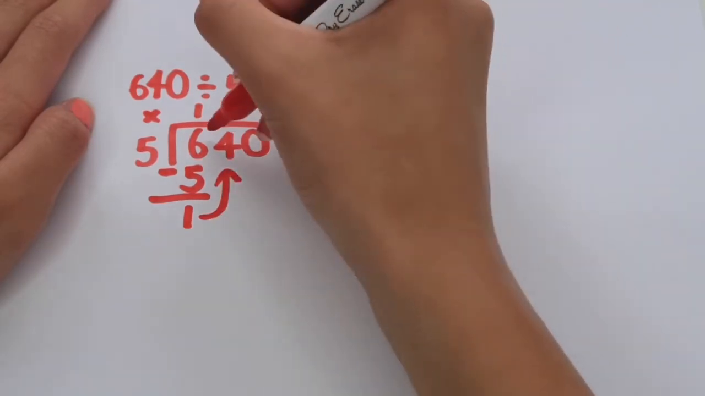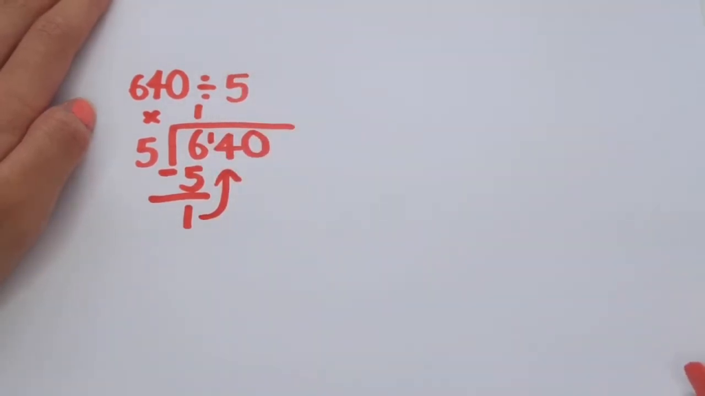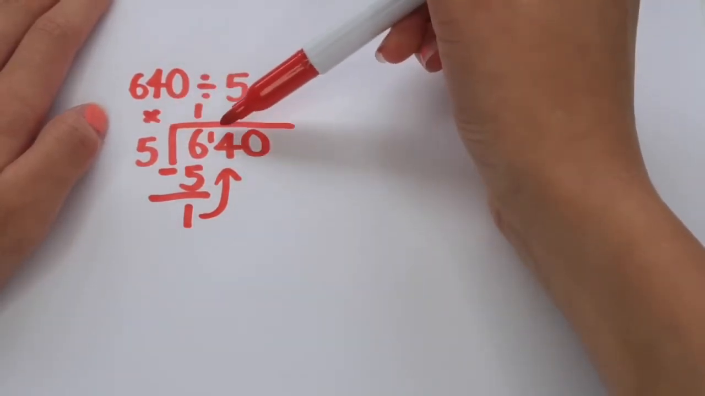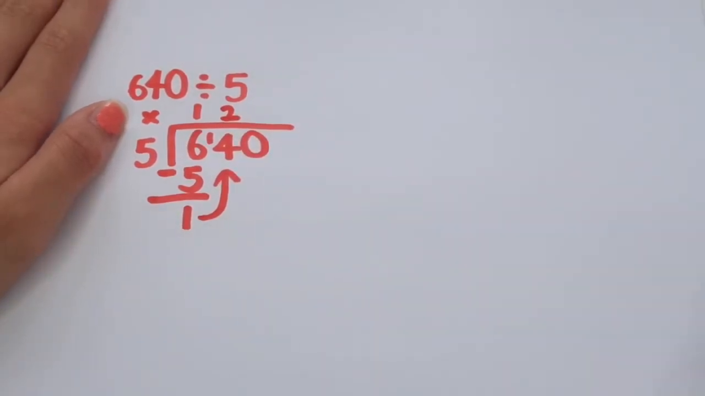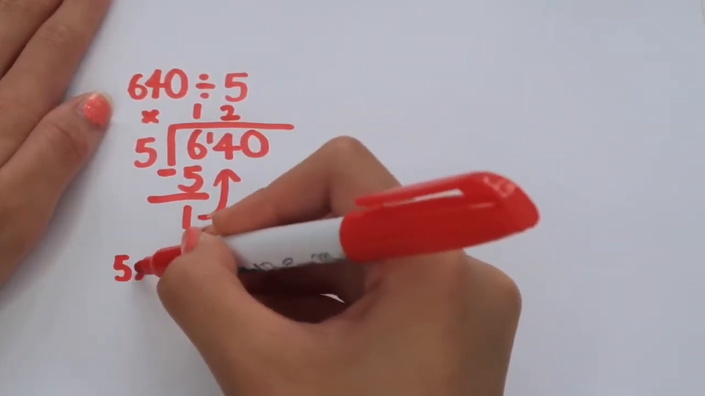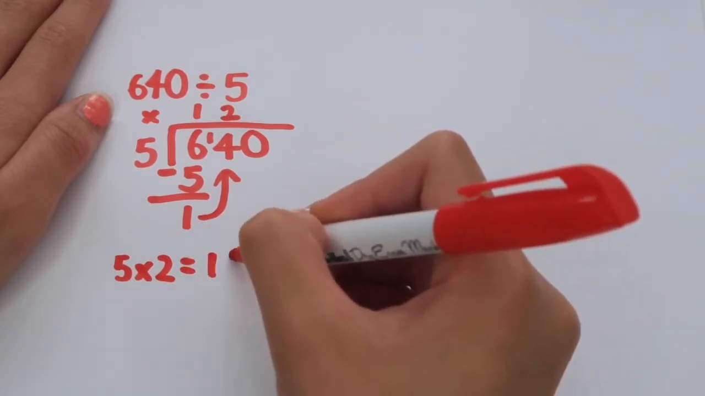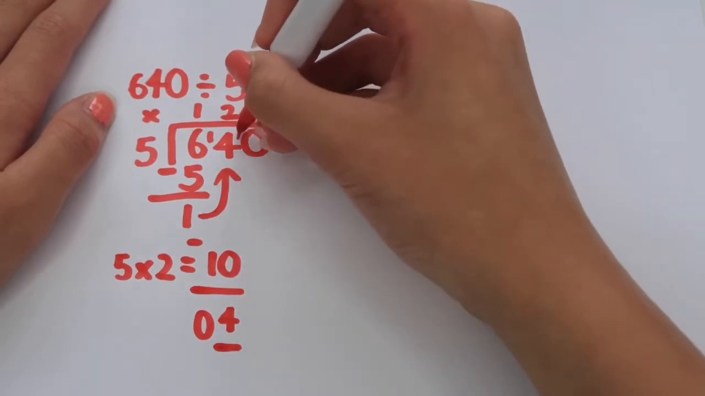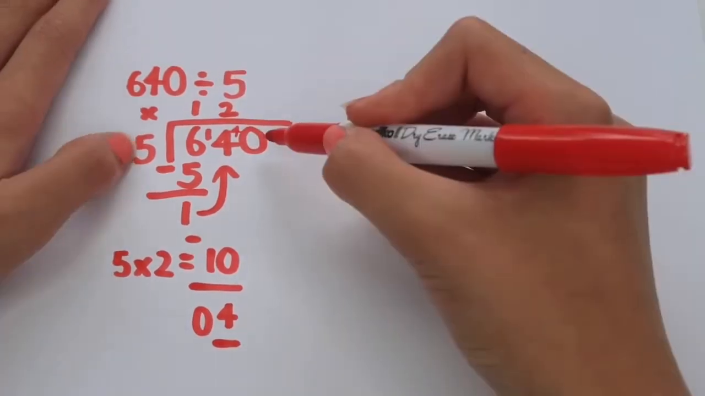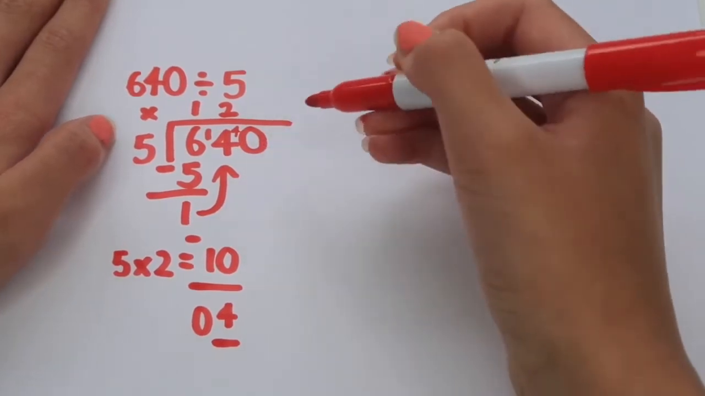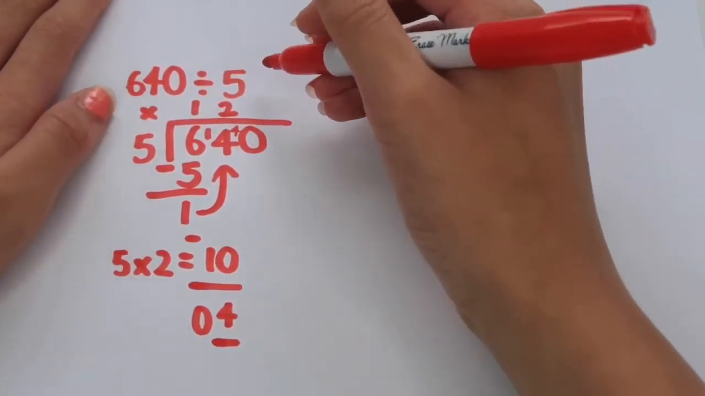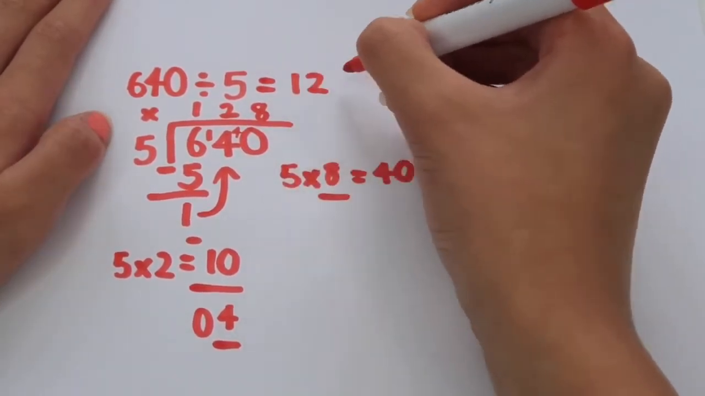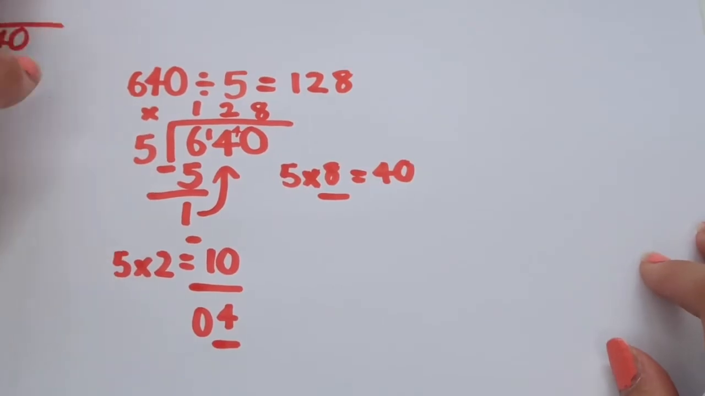We bring this one up to the 4 and make it 14. We then do how many 5s go into 14, and we can clearly see that this is 2. We then do 5 multiplied by 2, and that's 10, and we have 4 left over. Just like we did before, we take the 4 up to the 0, and this becomes 40. How many 5s go into 40? That would be 8, so we just write 8 above because there are no remainders. Therefore, 640 divided by 5 is 128.